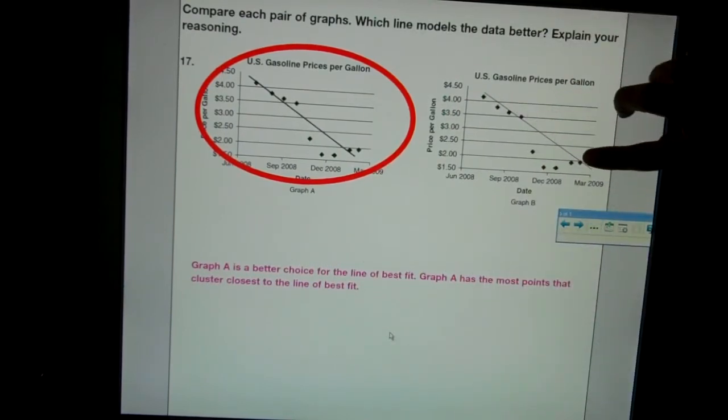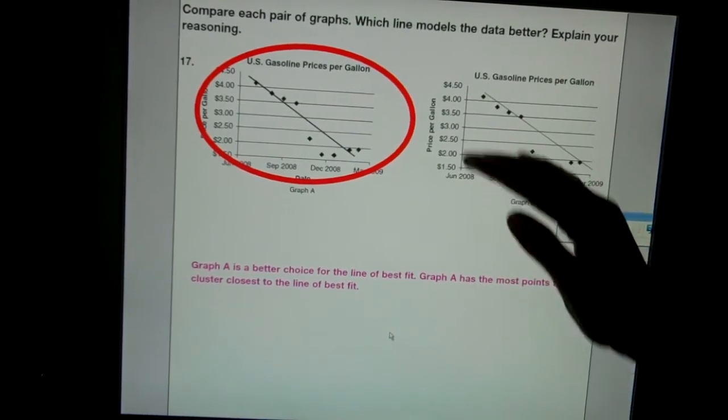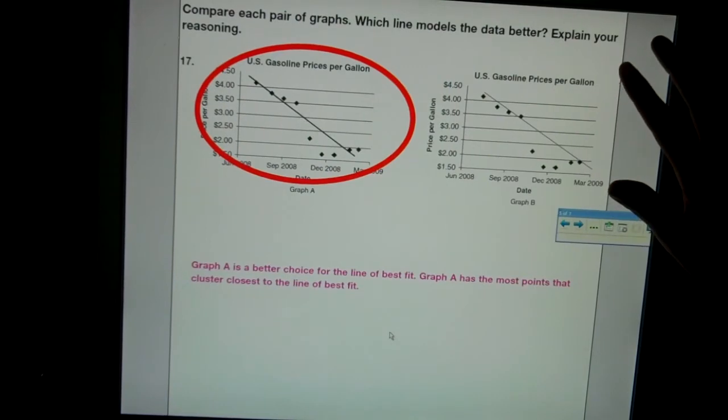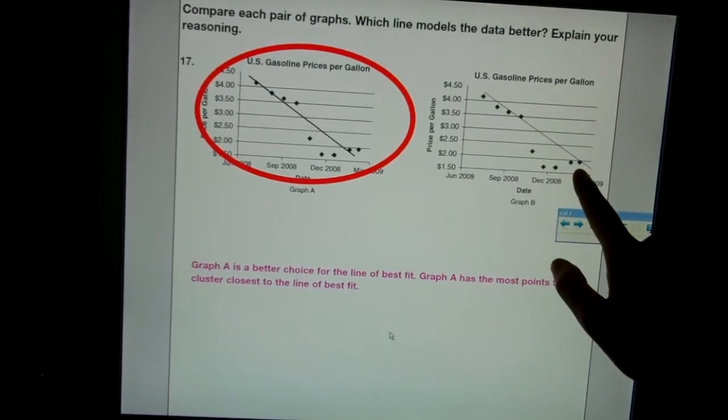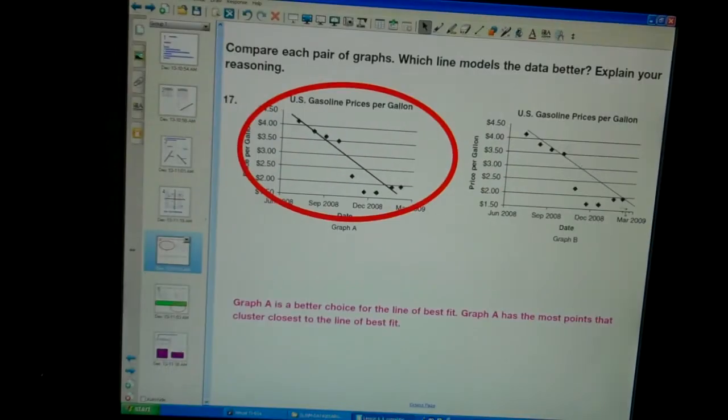If you look at this line of best fit, I have 1, 2, 3, 4, 5, 6, 7 data points below the line of best fit, and I have absolutely none above. I do have 2 that touch the line of best fit. Okay? So that's what we're looking for. All this data right here is unaccounted for, okay? Whereas here, it's more evenly split.